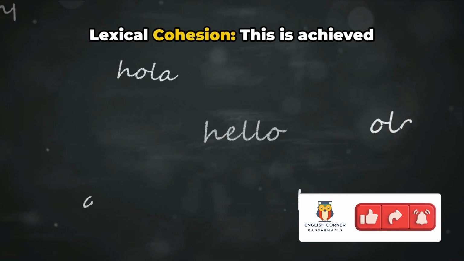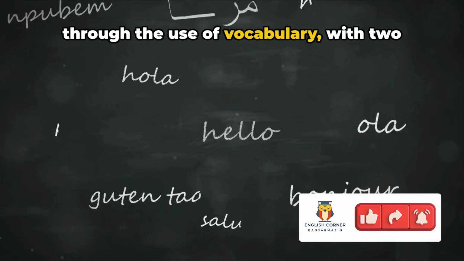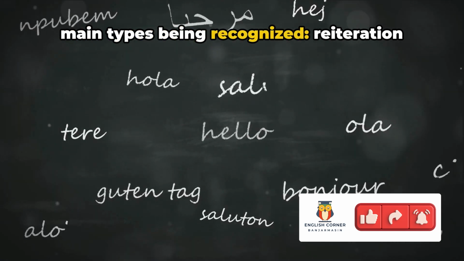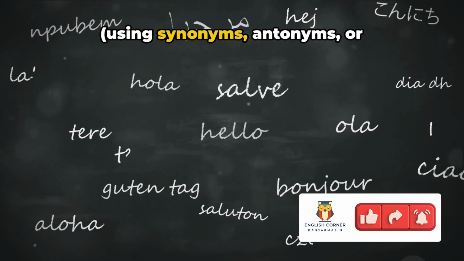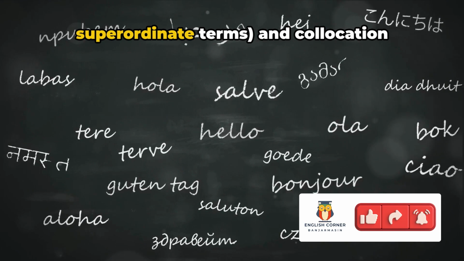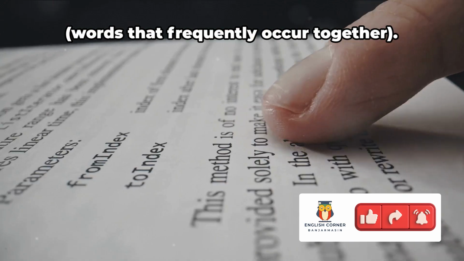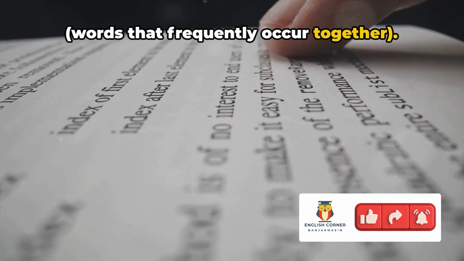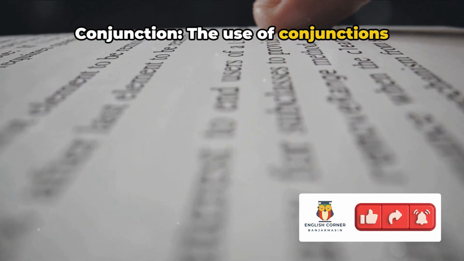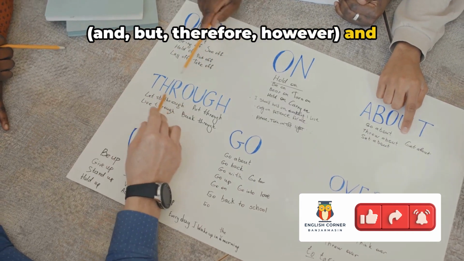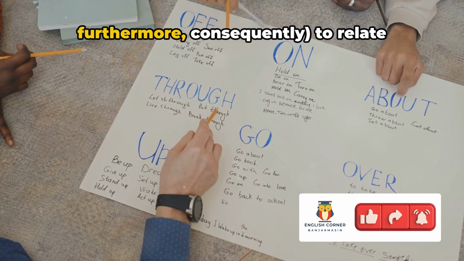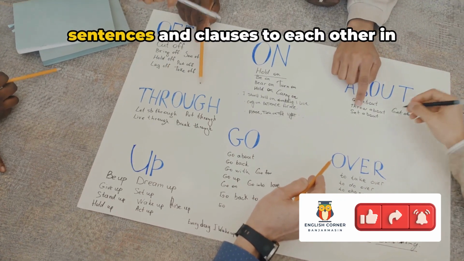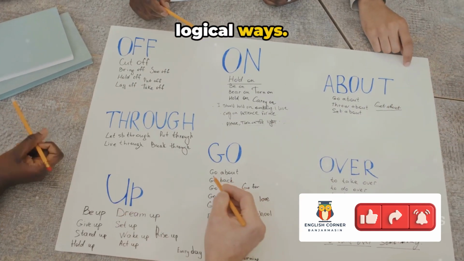Lexical cohesion. This is achieved through the use of vocabulary, with two main types being recognized: reiteration, using synonyms, antonyms, or superordinate terms, and collocation, words that frequently occur together. Conjunction. The use of conjunctions (and, but, therefore, however) and conjunctive adverbs (meanwhile, furthermore, consequently) to relate sentences and clauses to each other in logical ways.